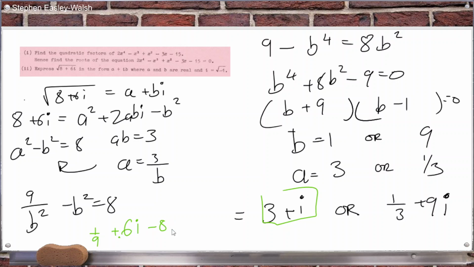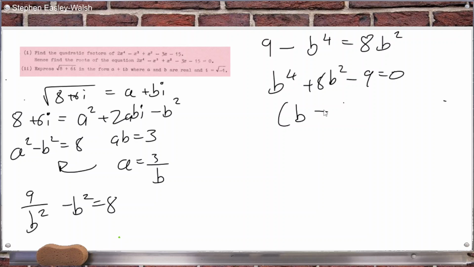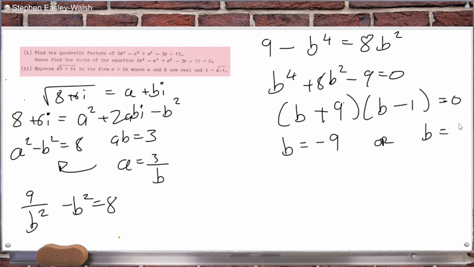Maybe I've done something stupid with my factorizing. Let's just check. 9 by minus 1 is minus 9. 9b minus 1b is 8b. So b is... b is 1 or minus 9. All right, I did screw up there. Okay, let's fix that. So that's b plus 9, and then b minus 1 equals 0. So b equals minus 9 or b equals 1. So if b equals 1, a is 3. And if b equals minus 9, a is 3 over minus 9, minus 1 over 3.